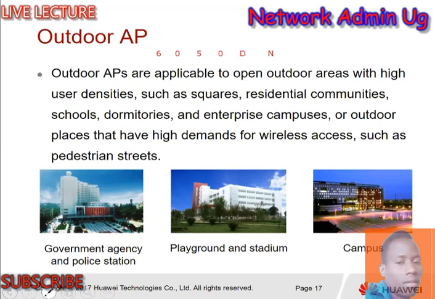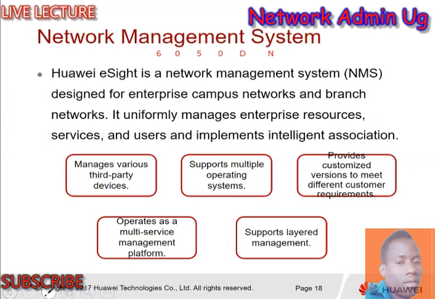Sometimes you don't need to install omnidirectional, you just need to install a bidirectional antenna in order to achieve the best performance from that access point that you are installing. Then for network management, that's where we see the HUAWEI eSight.